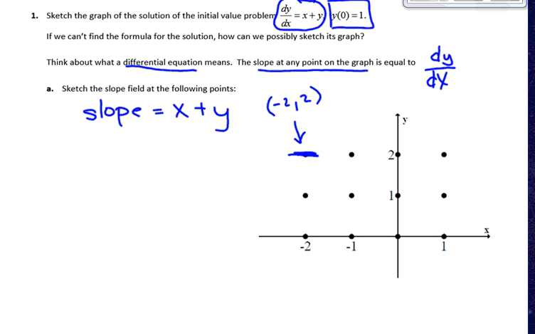Now, I want to make sure you understand here that this is a particular differential equation. So it's not like you always add x and y to get the slope. It's just for this particular problem that it's x plus y. So let's just go across and do the next one. So that's (-1, 2). So if I add those together, I get a slope of 1.